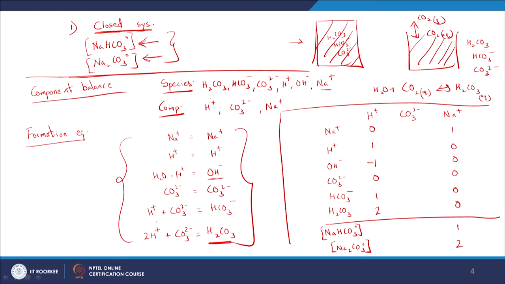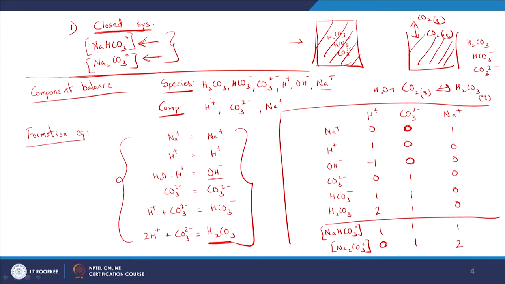And for CO3 2 minus, you need 0 components of CO3 2 minus to form Na plus, 0 components of CO3 2 minus to form H plus, similarly with OH minus, but with respect to CO3 2 minus you need 1, same case with HCO3 minus and H2CO3. And now coming back to your particular initial species, for CO3 2 minus it is going to be again 1 here and 1 here, and here it is going to be 1 and 0, right.